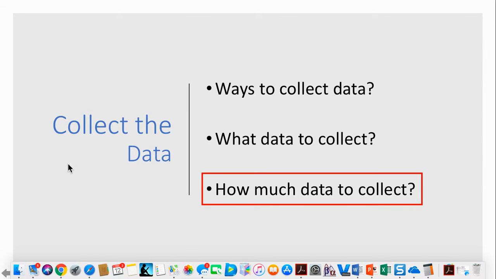All right, so thank you all for coming back and continuing on with the lecture. So now we're going to talk about how much data to collect.